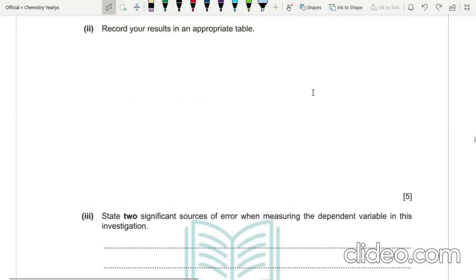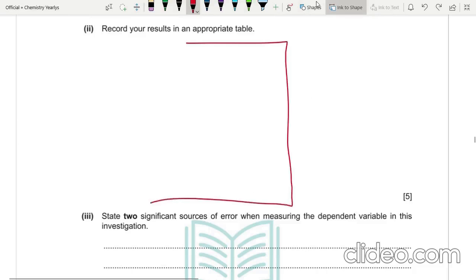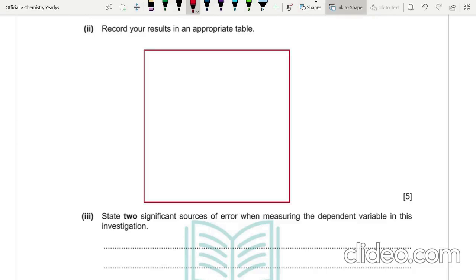Now let's make a table for the number of drops and the concentration. So this will be the table.